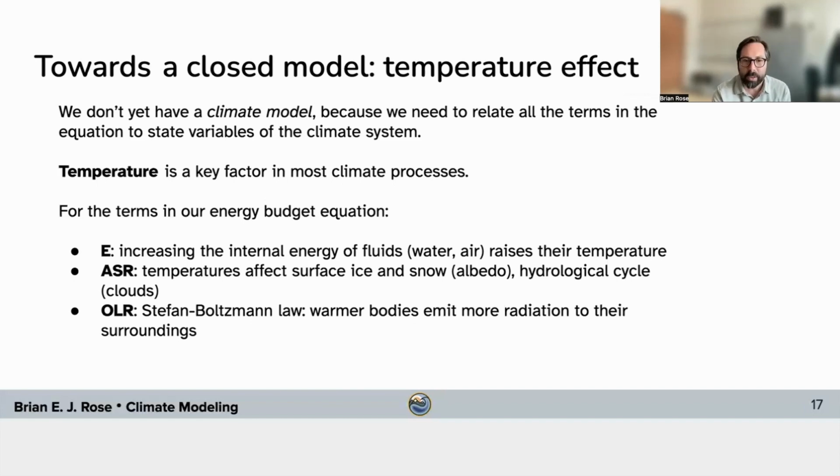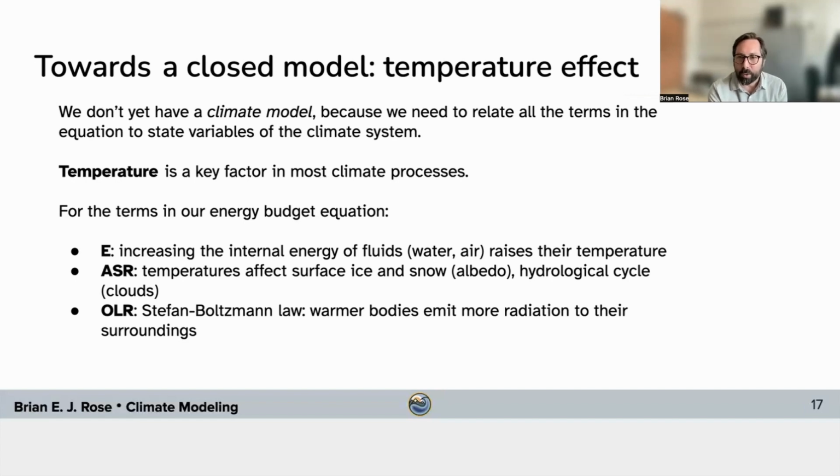Well, a lot of that is in the form of internal energy of fluids. So the ocean and the atmosphere have internal energy. It's proportional to temperature in a fluid, right? So if I raise the internal energy of the fluids through radiative imbalance, I'm going to increase the temperature of the fluids. The water gets warmer, the air gets warmer. The terms on the other side of the equation are also affected by temperature, right?